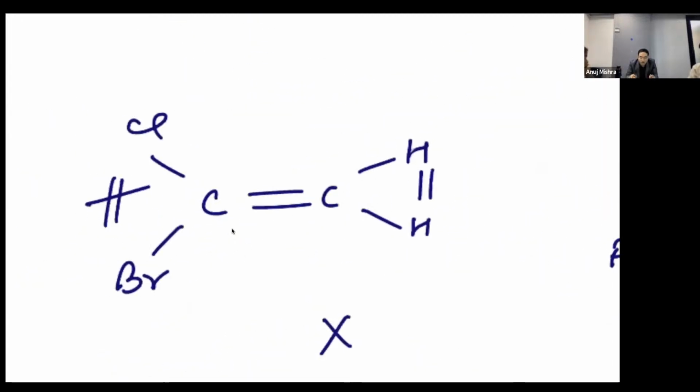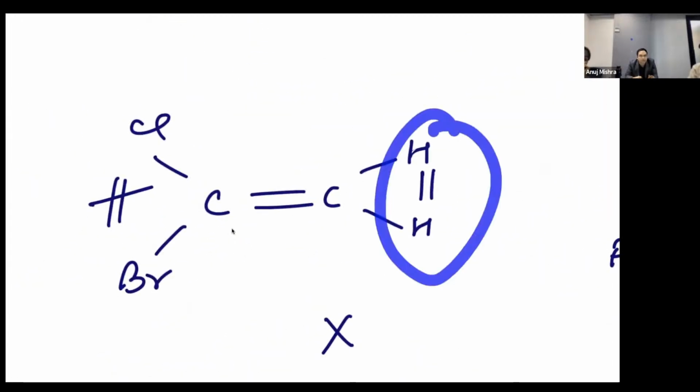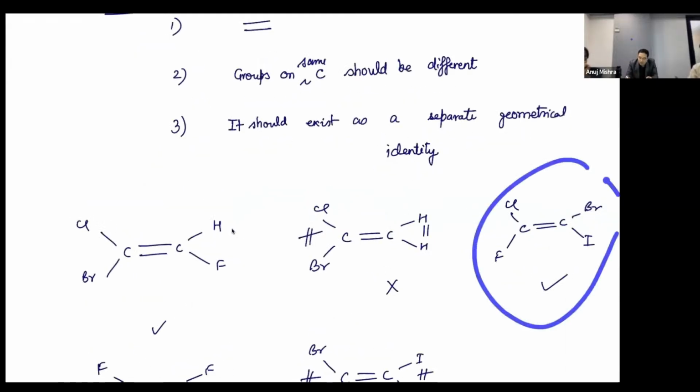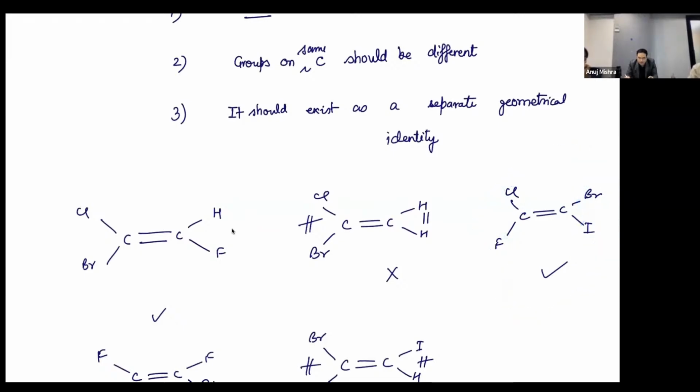Can this compound show geometrical isomer? No, because H is the same. Can this compound show geometrical isomer? Yes, because Br, I are different, Cl, F are different. Please write down. फटाफट एग्जाम्पल नोट कर लो ताकि आपको बाद में रिवाइज करना हो तो you should have examples.